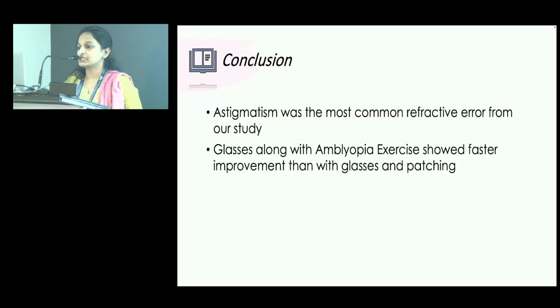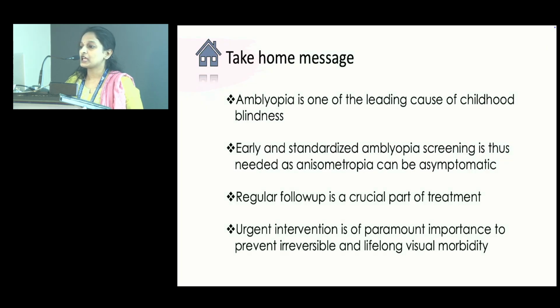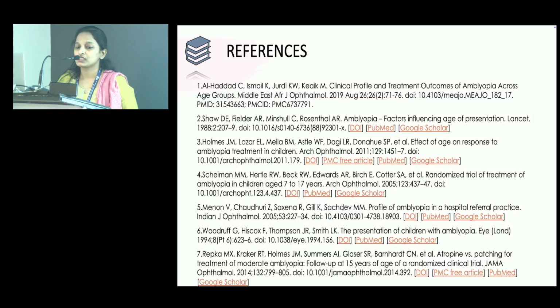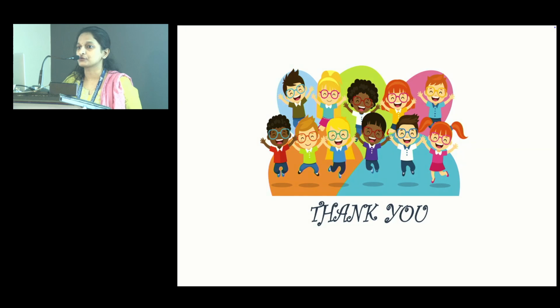From our study, we could see that astigmatism was the most common refractive error, and glasses along with amblyopic exercises showed faster improvement than glasses with patching. So amblyopia is one of the leading causes of childhood blindness. Early and standardized amblyopia screening is thus needed, as anisometropia can be asymptomatic. Regular follow-up was a crucial part of the treatment, and urgent intervention is of paramount importance to prevent irreversible and lifelong visual morbidity. These are my references. Thank you.